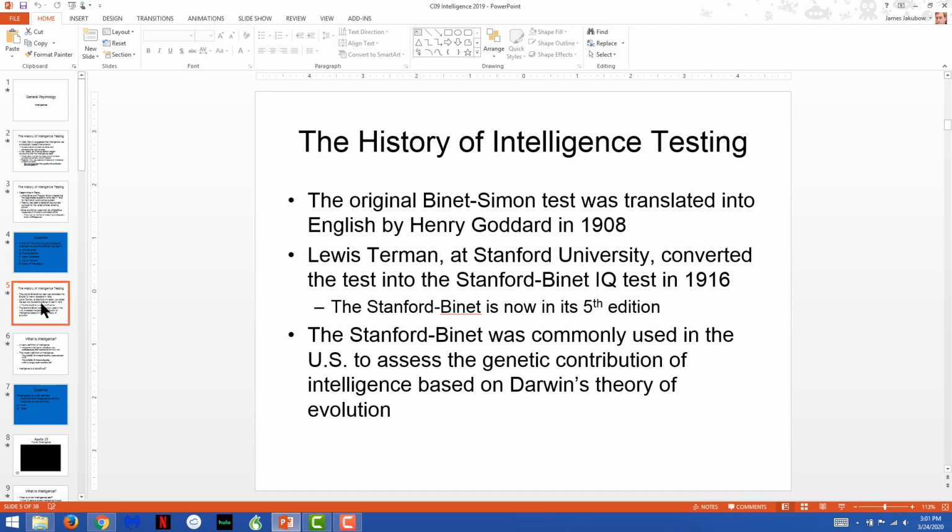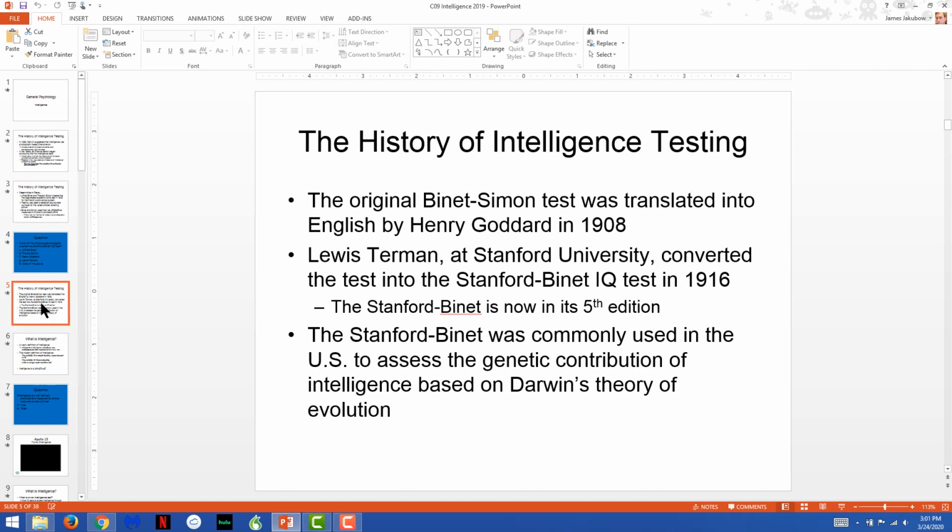One of the first people to get a hold of the Binet-Simon test was a fellow named Henry Gardner, who translated it into English in 1908. Then another fellow, Lewis Terman, who was at Stanford University in California, converted that English version of the test into the Stanford-Binet IQ test in 1916. So in 1916, you actually have the very first standardized intelligence test in the English language, and it is created at Stanford University in California.